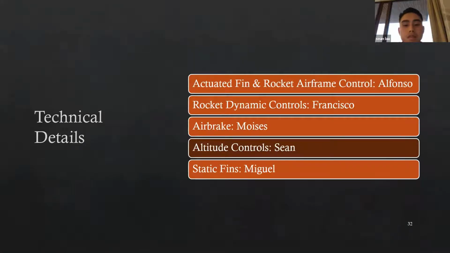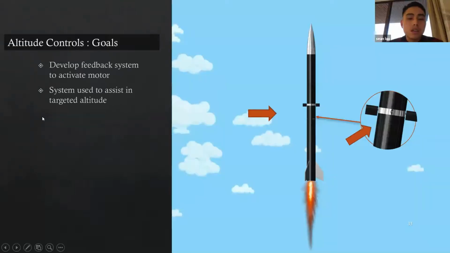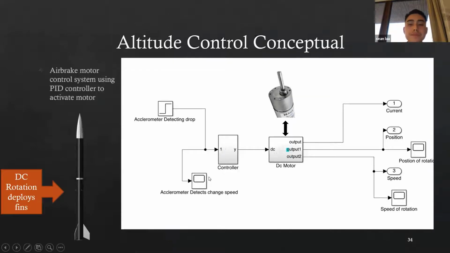Next, we have Sean on altitude controls. So the basic goal of the altitude control is to develop a feedback system to activate the motor. This motor in turn turns the gears 240 degrees, which activates the air brakes, inducing drag on the rocket, helping us reach our target altitude goal. I'll explain more on the next slide.